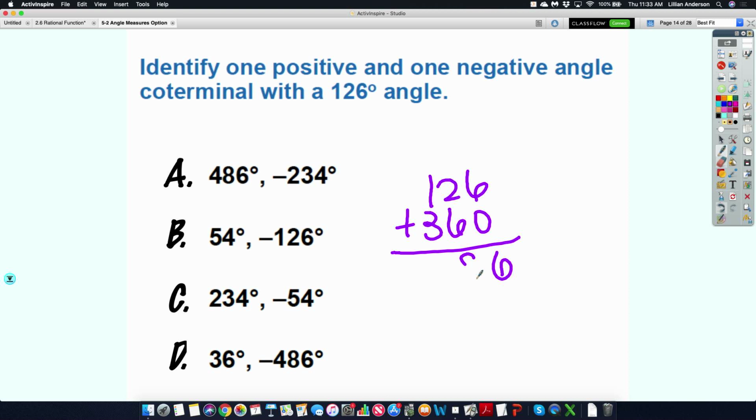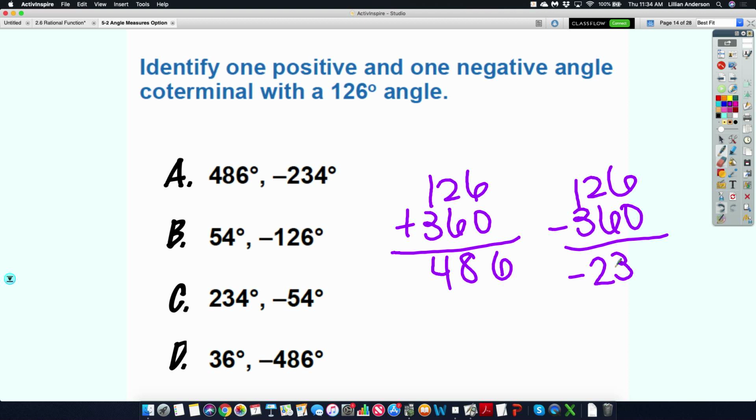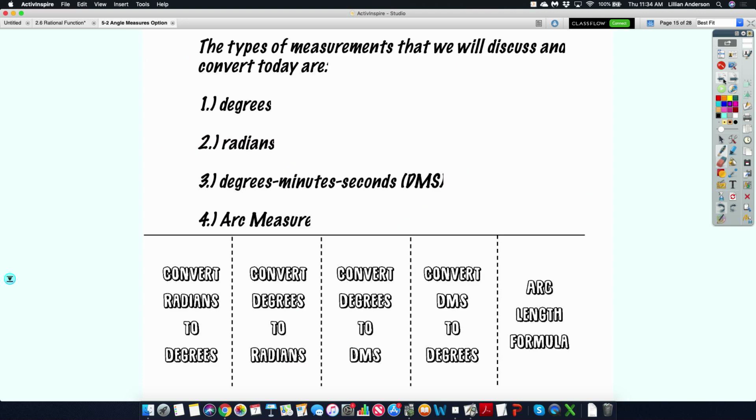So that's 486. So right there, it kind of eliminates all your options. Okay? Or you could have done 126 and did what instead? Subtract 360. Okay? So then it would have been a negative 234. So your answer would have been A.